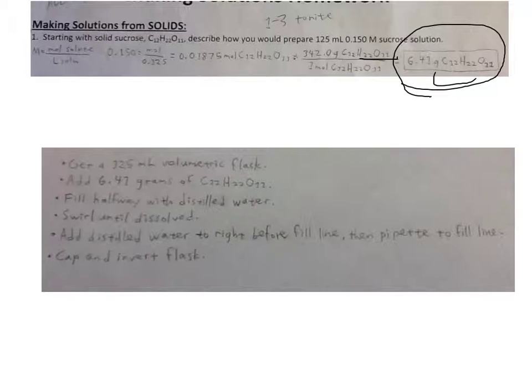And then you swirl it until it's dissolved, and then you add distilled water right to the fill line, and then pipette to the fill line. That way it's more accurate and it's easier. And then you cap the volumetric flask and invert it. So that's that. Yeah, so those are the steps that I just posted.